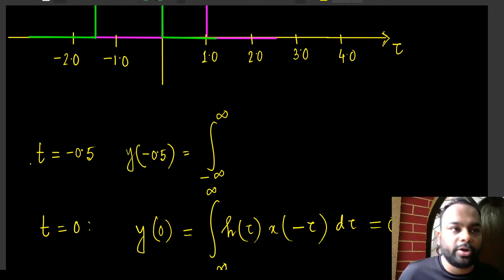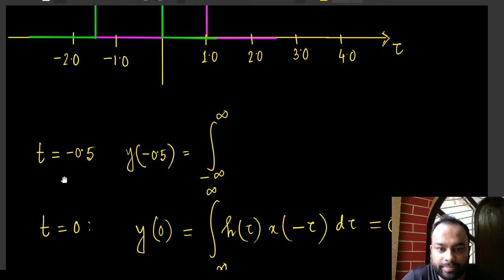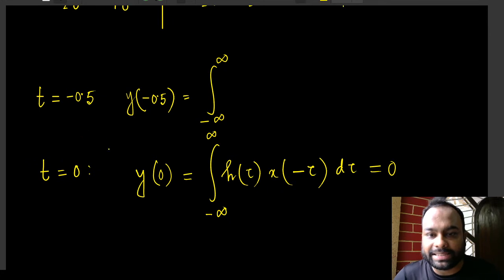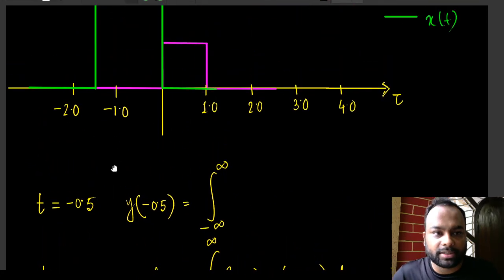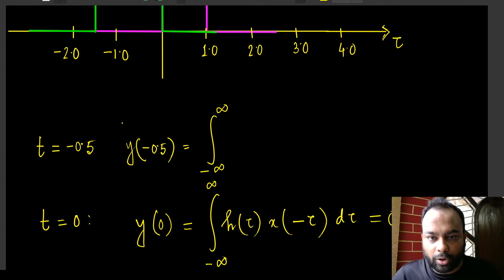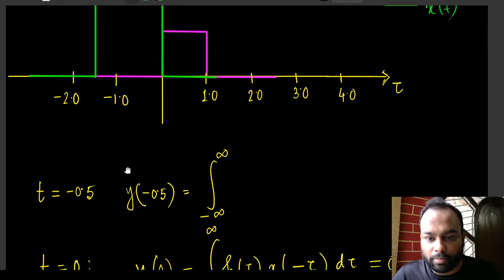Yes, we're actually going to deal with that. I mean, what if they share a common area? Of course, we are going to talk about that. Right. So with that said, for example, I want to calculate the output when t is equal to minus 0.5.